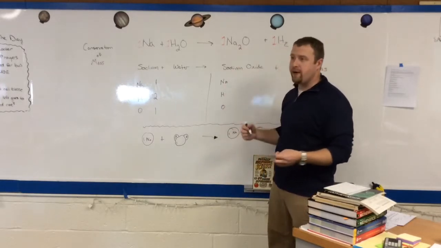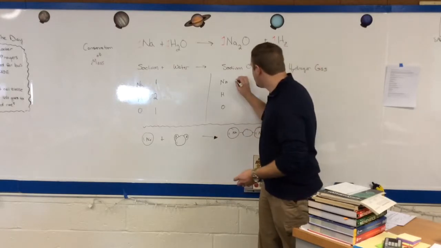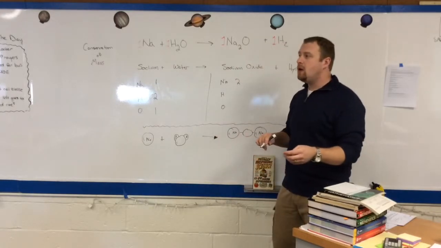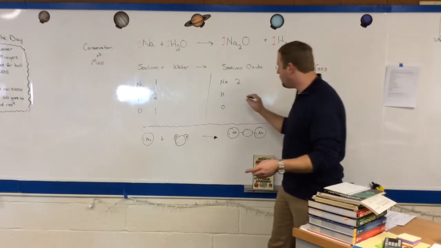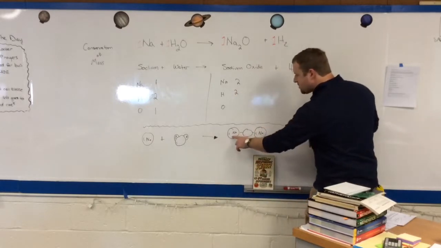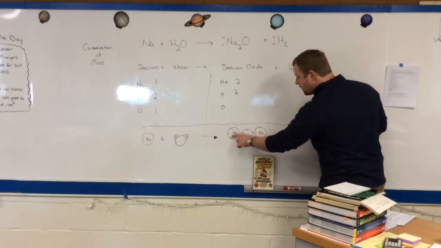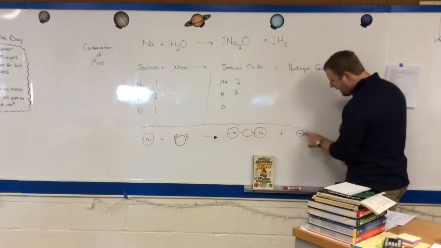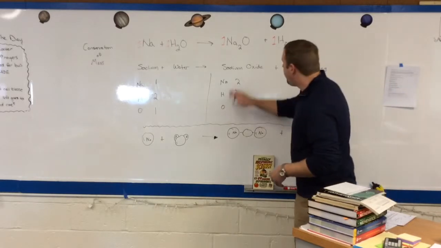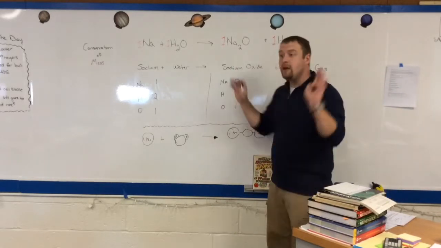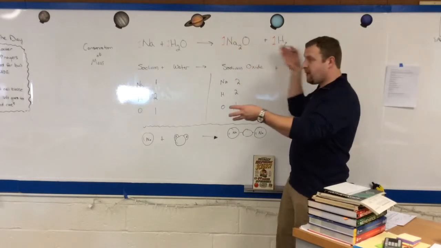How many sodiums do I have here? Yeah, 2. 2 sodiums. How many hydrogens? Well, Behrman? 1. Really? 2. 2! Thank you. Yeah. See this? I have a sodium, oxygen, sodium, so Na2O. And I have hydrogen gas over here. It's a little bonded molecule. And now I have 1 oxygen.